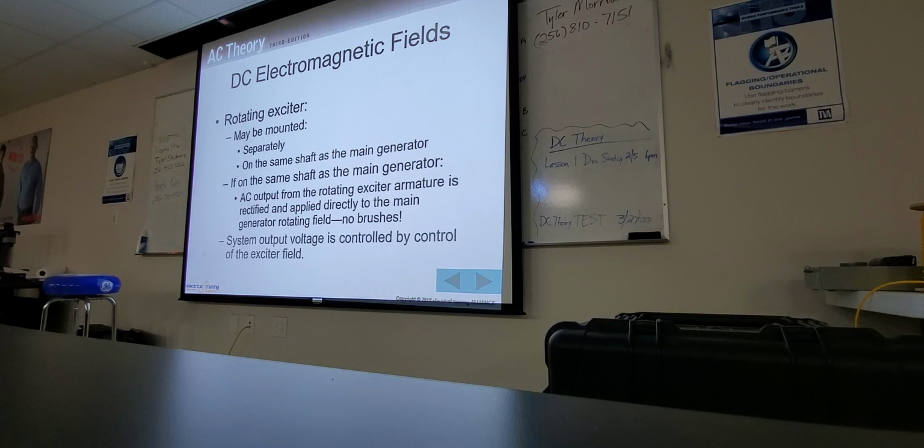Rotating exciters may be mounted separately or on the same shaft as the main generator. If it's on the same shaft as the main generator, AC output from the rotating exciter armature is rectified and applied directly to the main generator rotating field with no brushes. System output voltage is controlled by control of the exciter field.